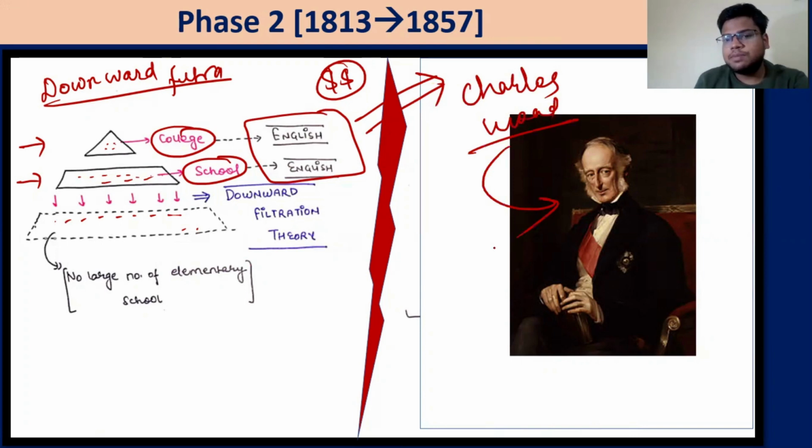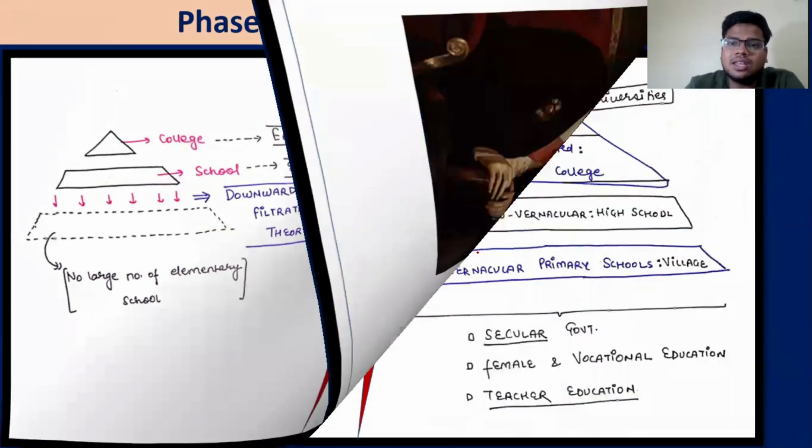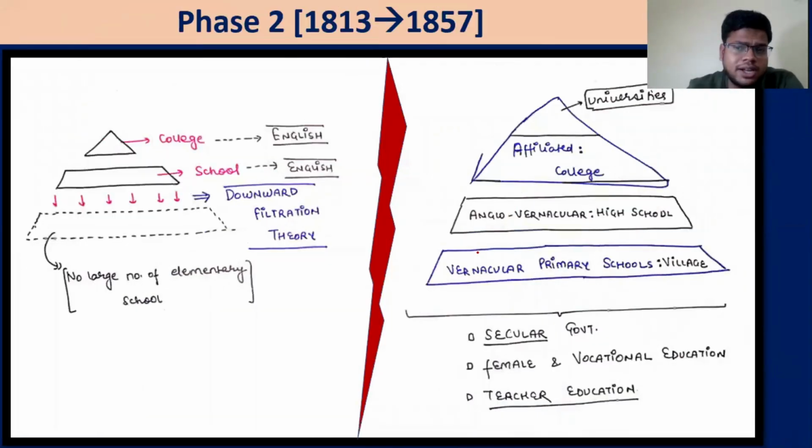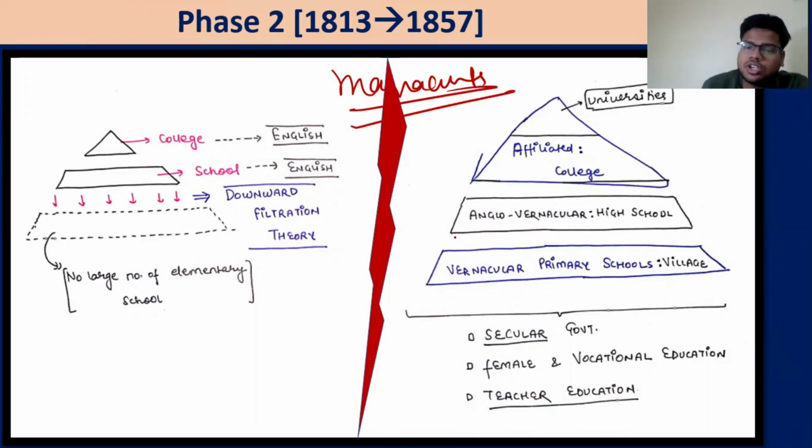So Charles Wood's dispatch has come, which is known as the Magna Carta of English education in India. Charles Wood's dispatch will come, and they say, no, this theory does not work. This theory has created the problems, and hence Charles Wood will give a very elaborate system of education. That is why it is known as the Magna Carta of English education in India.